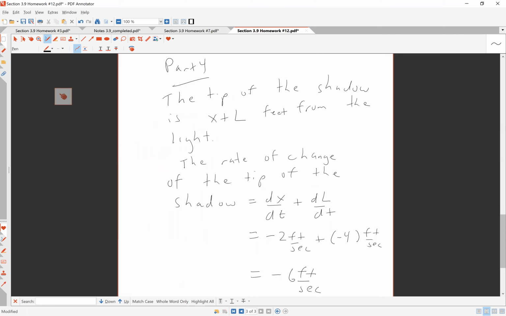So the tip of the shadow is x plus L feet from the light, her distance from the light plus the length of her shadow. And the rate of change of the tip of the shadow is dx/dt plus dL/dt. You add them together and you get minus 6 feet per second.